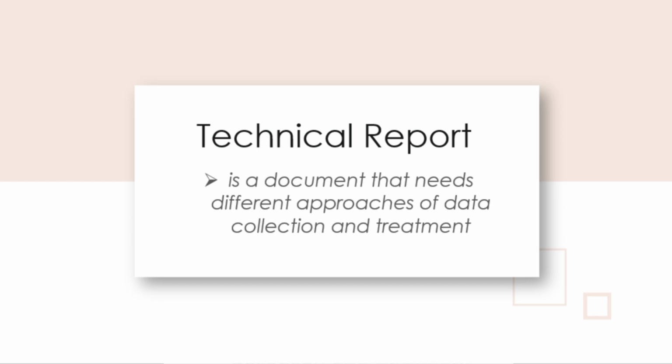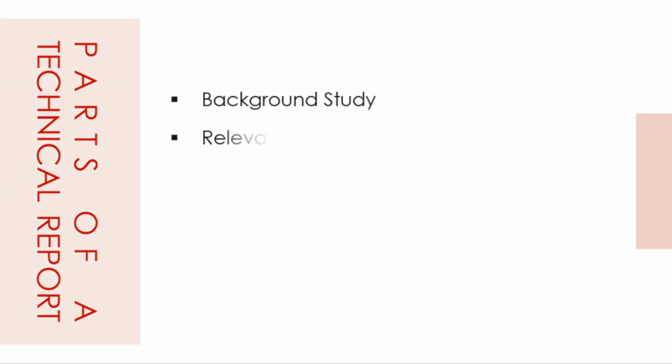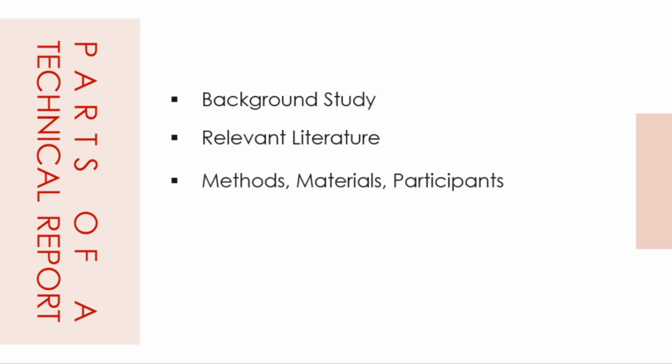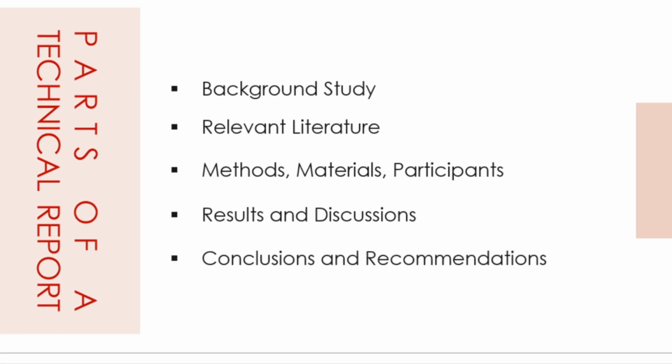When it comes to the writing of a technical report, the format is very important because it is unique from other reports in that it carries technical information. Aside from exploring it as a research problem, it also contains the following sections: background study, relevant literature, methods, materials, participants, results and discussions, and conclusions and recommendations.